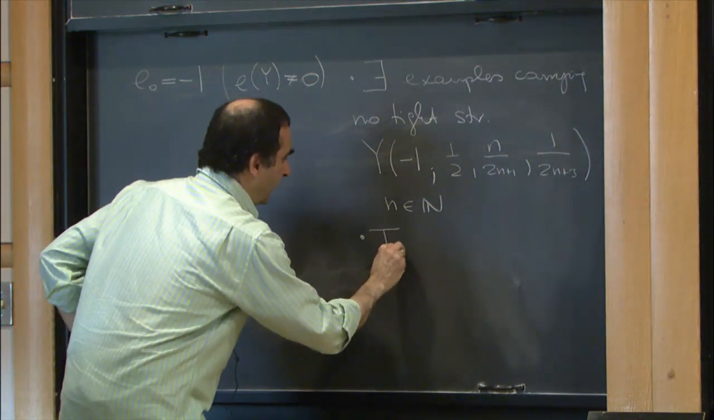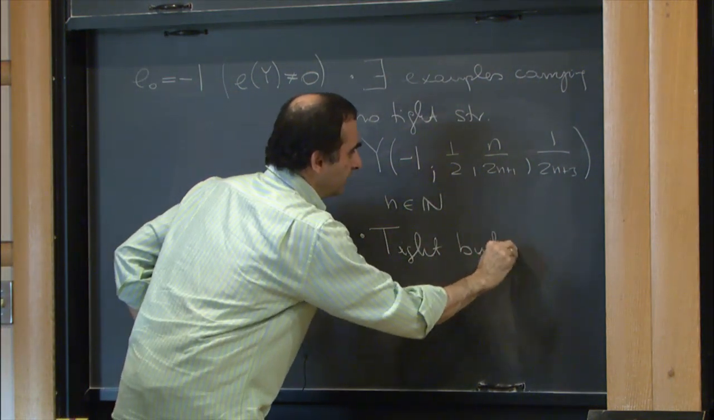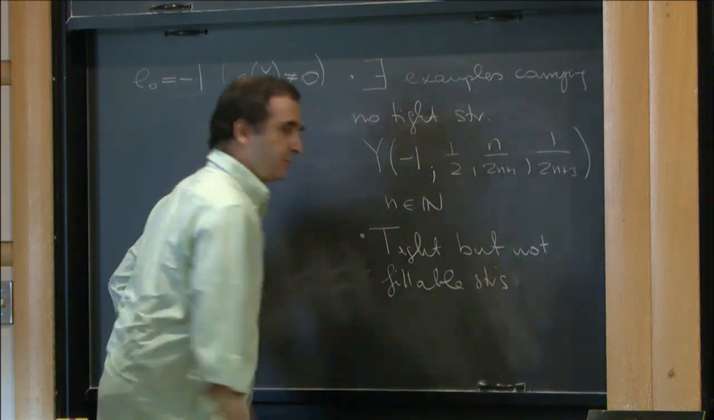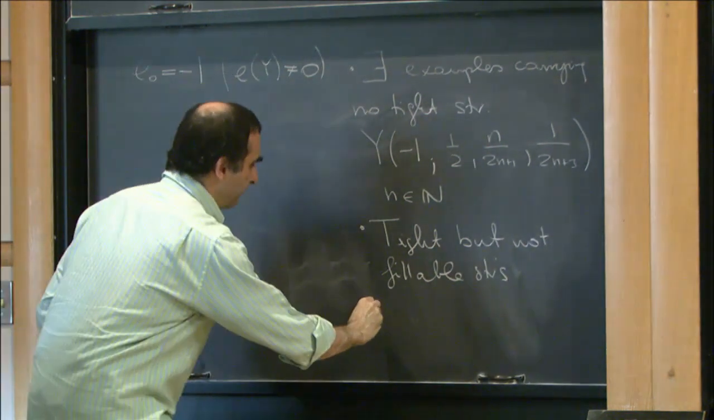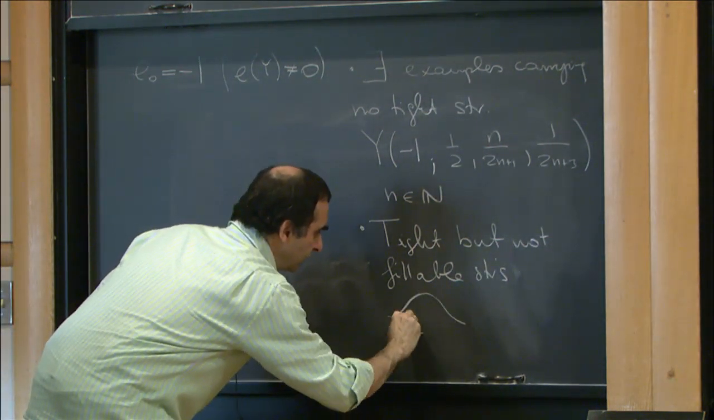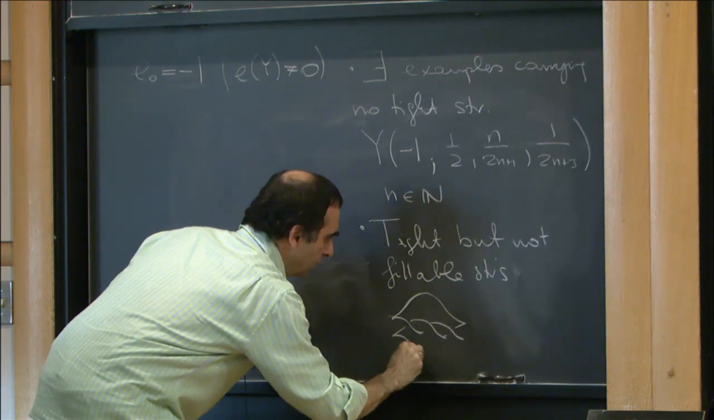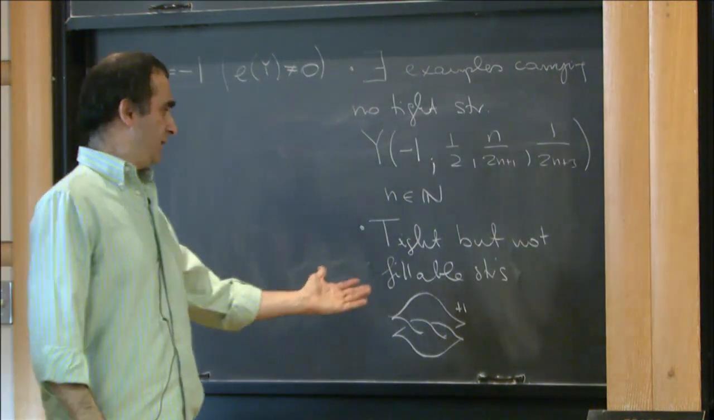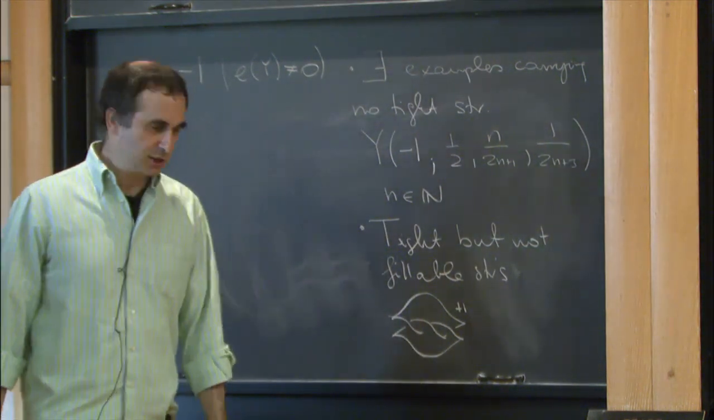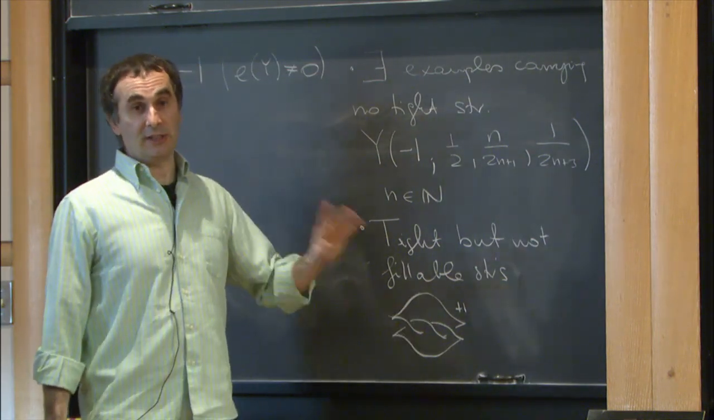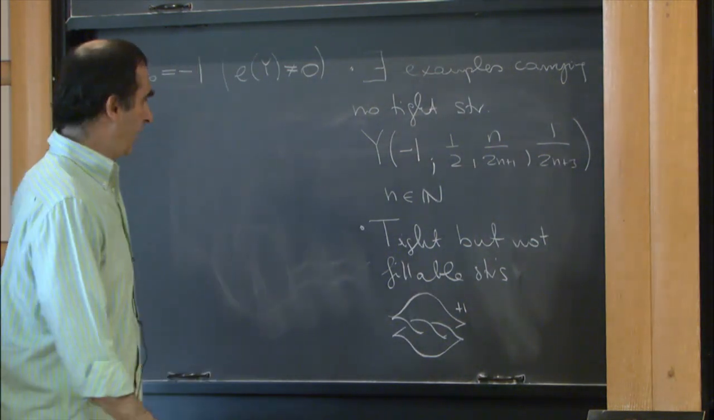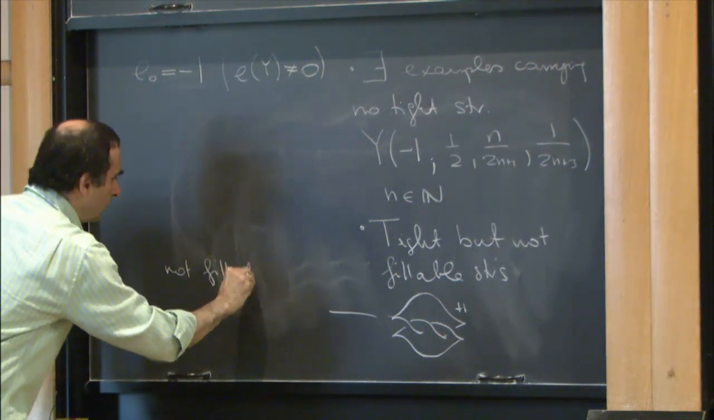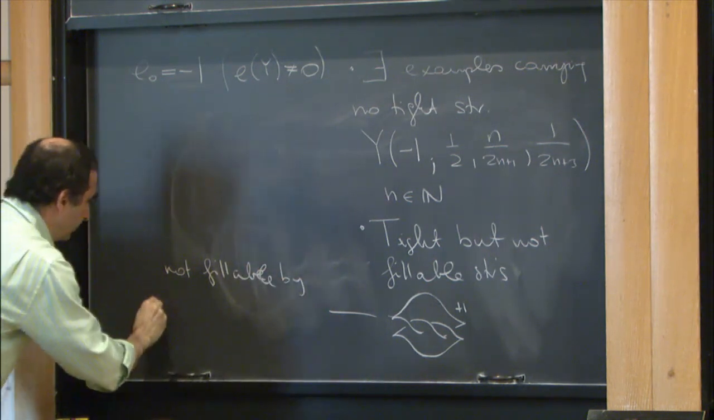The next thing is that there are tight but not fillable structures. And I give you one example here. So now we take the Legendrian trefoil, and we do +1 surgery. The obvious reasoning doesn't tell you that it's a Stein fillable structure. And indeed, it is tight, which needs some kind of an argument, which I will get back to. But this is not fillable by topology.